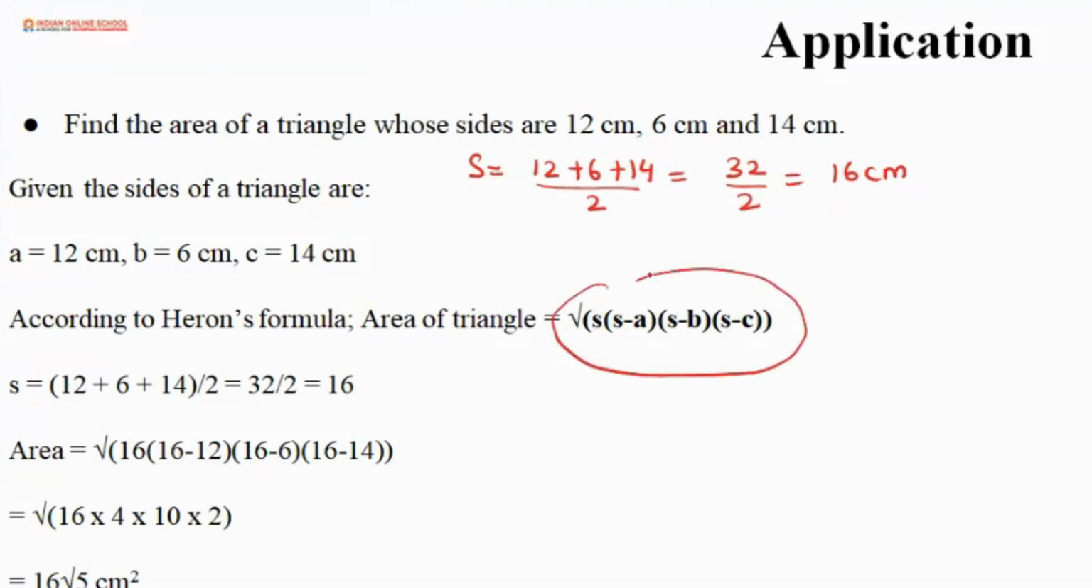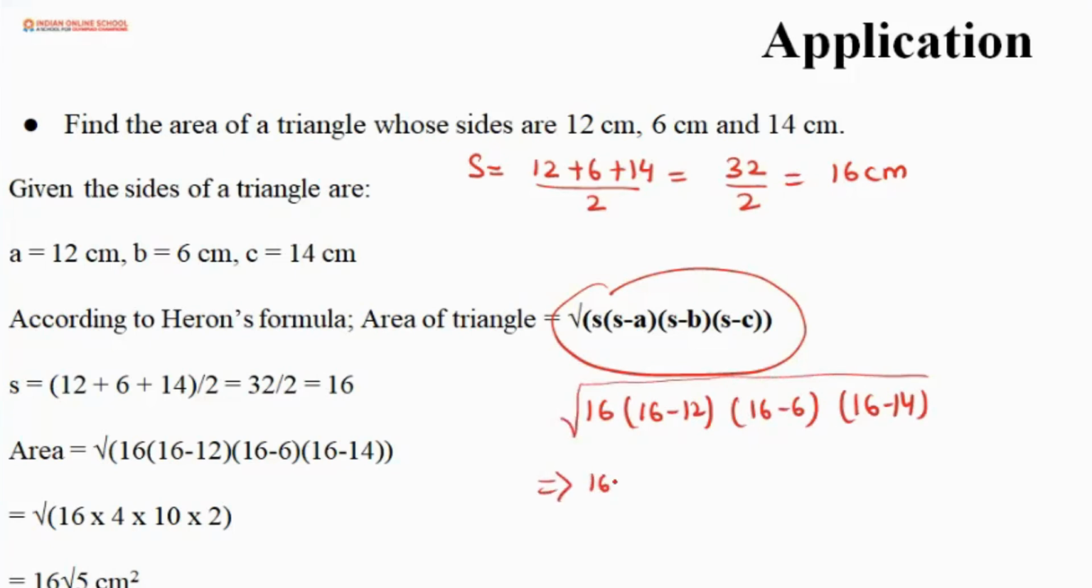After that, we are supposed to put it in Heron's formula. For that, we will put 16 here as it is. After that, we will do 16 minus 12, 16 minus 6, and 16 minus 14. And after that, we put the root on the entire thing. 16 minus 12, we will be getting 4. 16 minus 6, we will be getting 10. And 16 minus 14, we are going to get 2.